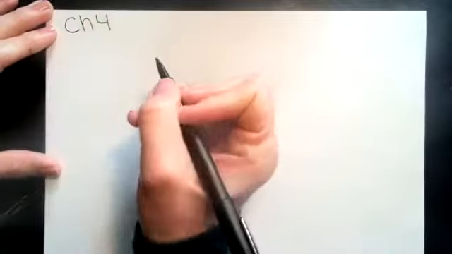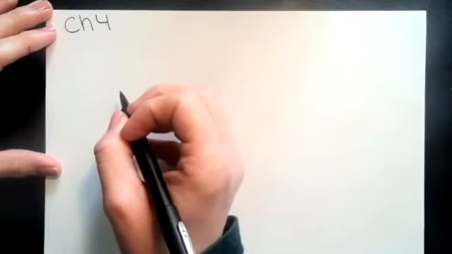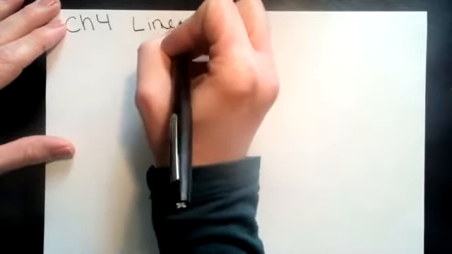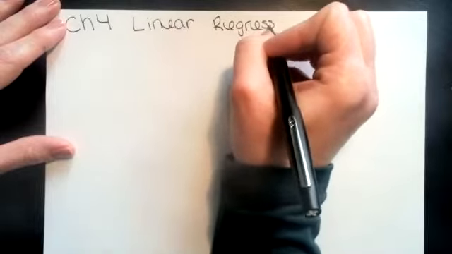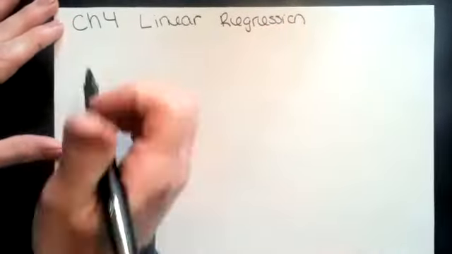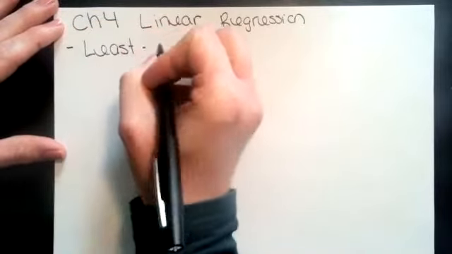Okay, so like I said, today's an extension from last class, a continuation of chapter 4. In chapter 4, last class we talked about bivariate data and correlation between two variables. Today we're going to continue with linear regression. So first, we're going to start right off with the least squares regression line.